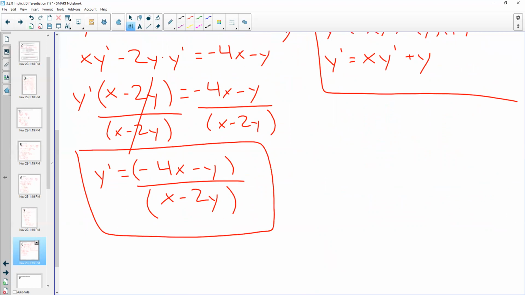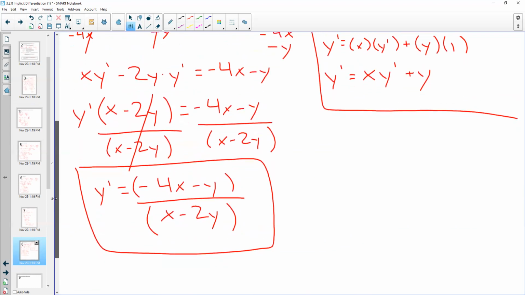All right. So that is part A of implicit differentiation. Stay tuned for tomorrow where we will continue with this lesson.